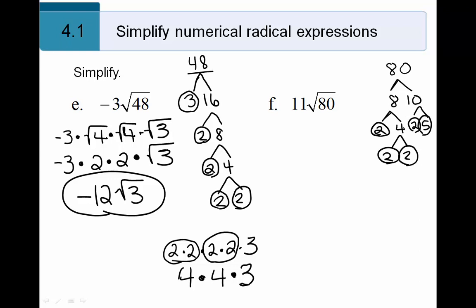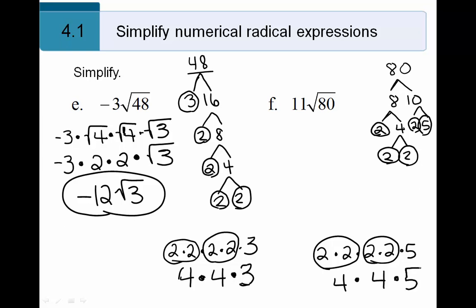All right, so my prime factorization is 2 multiplied by 2, multiplied by 2, multiplied by 2, multiplied by 5. So there's a pair of 2's, that's a 4. There's a pair of 2's, another 4, and I have a leftover 5. So that's how I'm splitting up my radical 80. I'm going to have 11 times radical 4 times radical 4 times radical 5. The radical 5 is the irrational part that stays under the radical when you're finished.